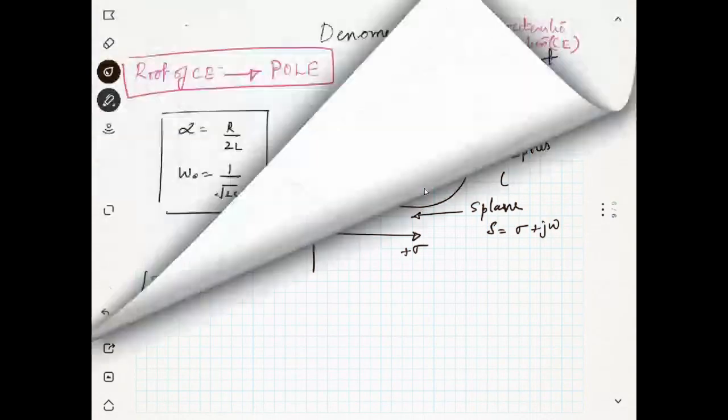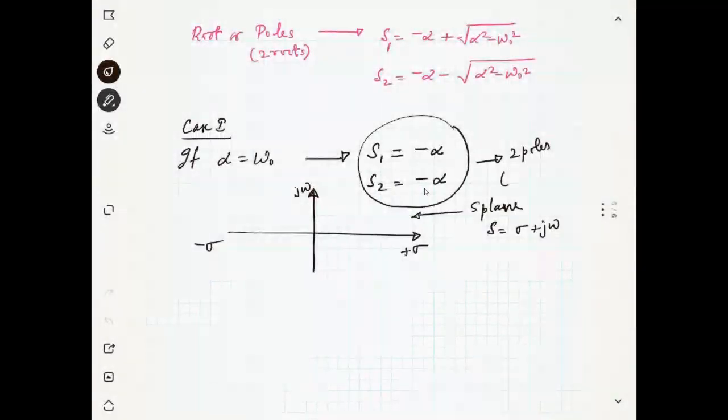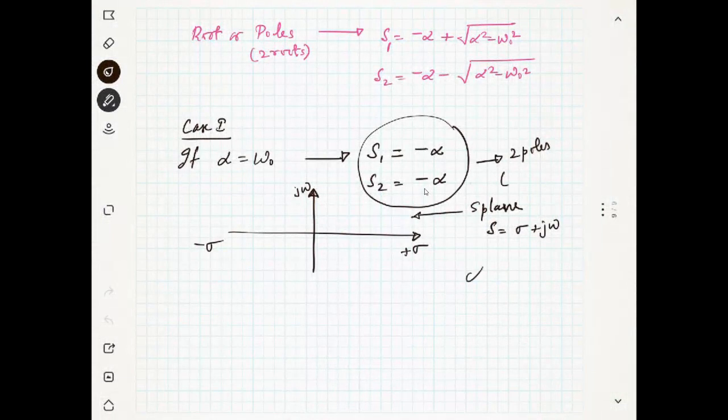Alpha is R by 2L. You know this thing. Alpha is R by 2L. It's a real number. And you have two real numbers on the left side, and both are at the same position. So both roots are at the same position, and this is minus alpha. I think you got it.